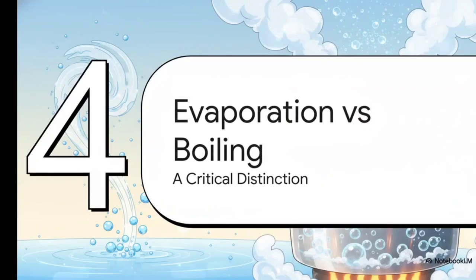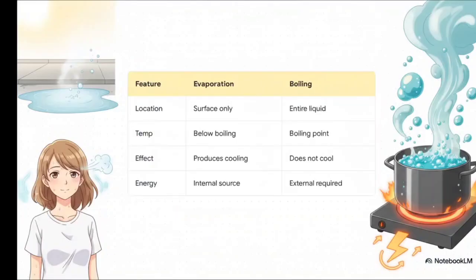Section 4. Evaporation versus boiling. Understanding how boiling works leads us right into clearing up a super common misconception. People often confuse evaporation and boiling, but they are entirely different beasts. Let's talk about location first. Evaporation is a subtle, surface-level phenomenon. Particles only escape from the very top of the liquid. Boiling, however, is a violent phase change happening throughout the entire liquid, which is exactly why you see bubbles forming at the bottom of the pot and rising all the way up.